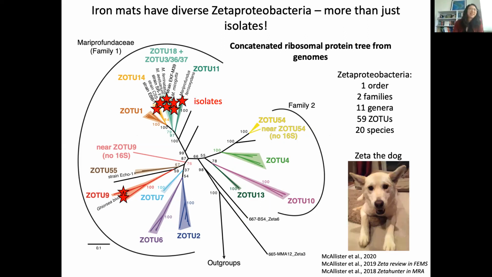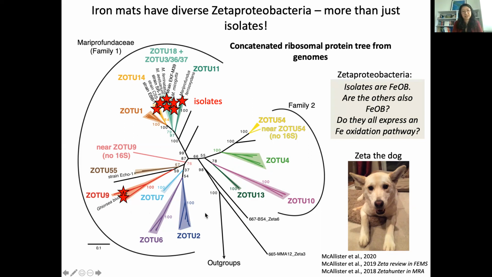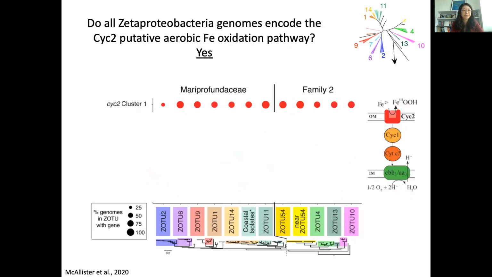Anyway, the isolates of the Zetaproteobacteria are mostly around Mariprofundus, and Dave Emerson has a few Georgia isolates, but for the most part, the Zetaproteobacteria are uncultured. And so the question is, are they all iron oxidizers? And do they all express the iron oxidation pathway? It's a bit of circular logic, so please bear with me while we go through this story.